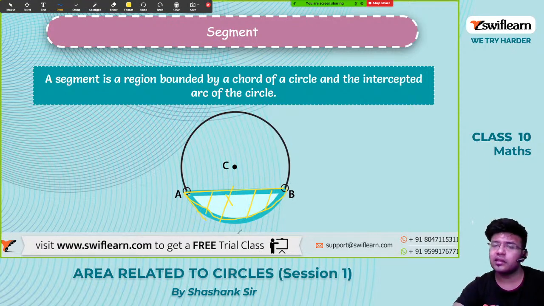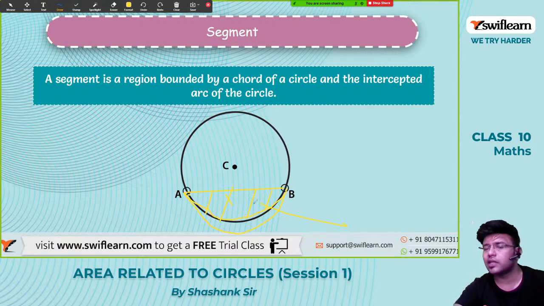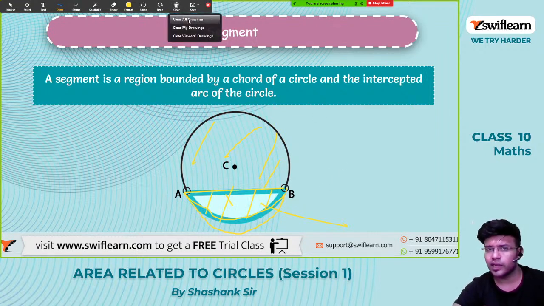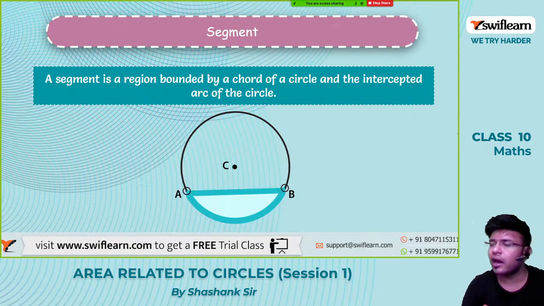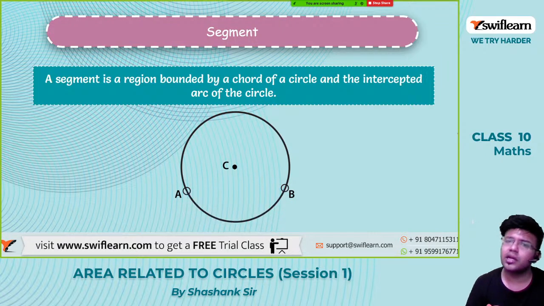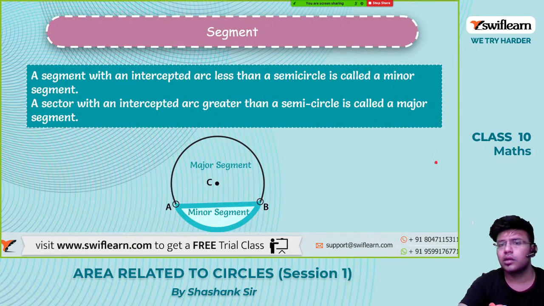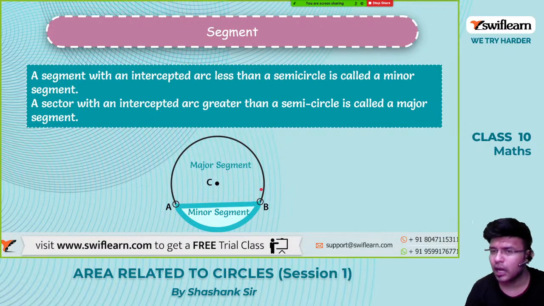If the arc length is small, we call it a minor segment. अगर ऊपर का consider किए हम, that is known as major segment. So these are segments. So understood, the region bounded between the chord and the arc of the circle, that is a segment. So yes, we discussed the major segment and the minor segment. Minor means छोटा, major means बड़ा.